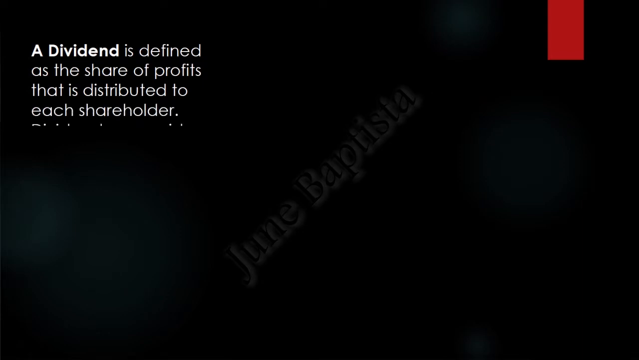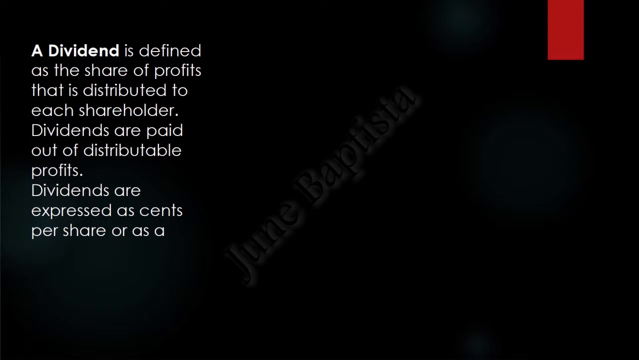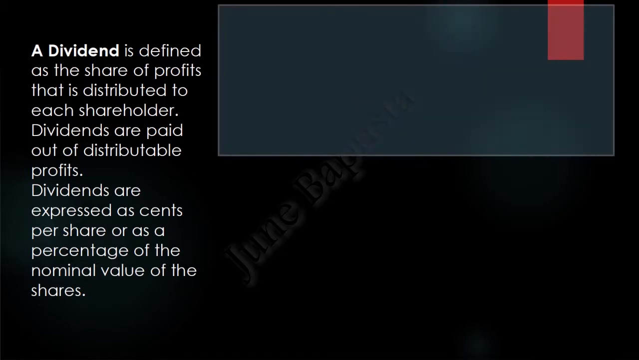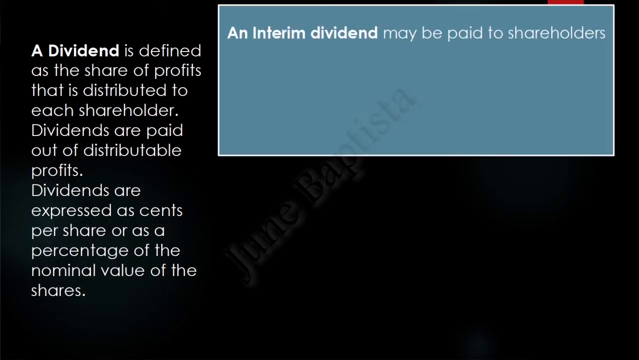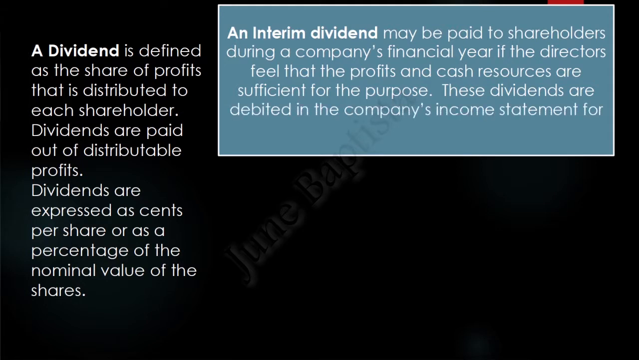A dividend is defined as the share of profits that is distributed to each shareholder. Dividends are paid out of distributable profits. Dividends are expressed either as cents per share or as a percentage of the nominal value of the shares. An interim dividend may be paid to shareholders during a company's financial year if the directors feel that the profits and cash resources are sufficient for the purpose. These dividends are debited in the company's income statement for the year to which they relate.